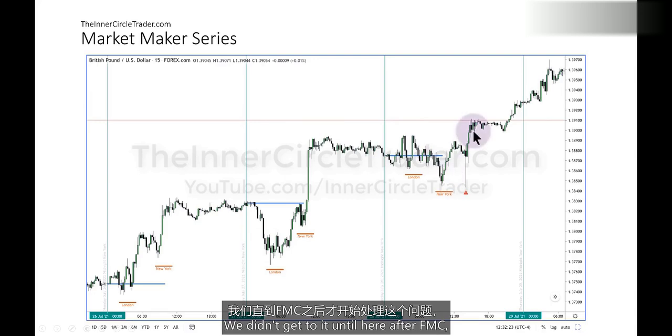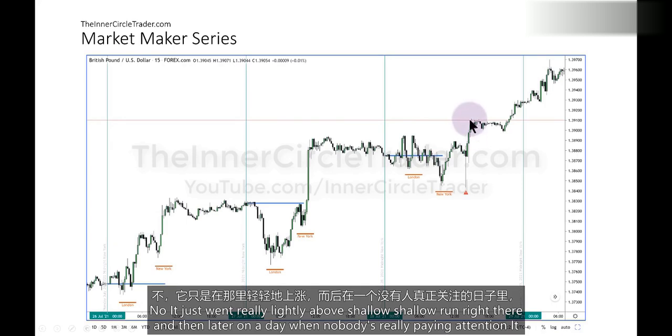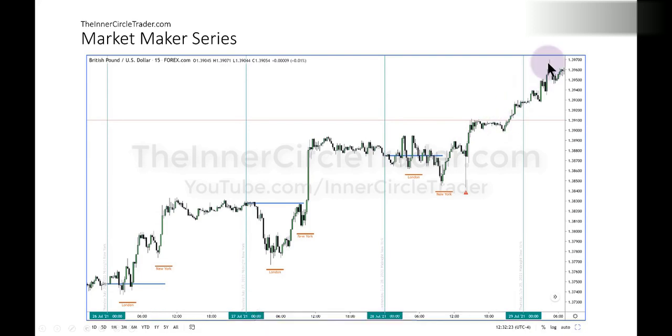On Wednesday, we didn't get to it until here after FOMC. But did it do it convincingly above? No, it just went really lightly above, shallow run right there. And then later on in the day, when nobody's really paying attention, it starts to rally straight on up.